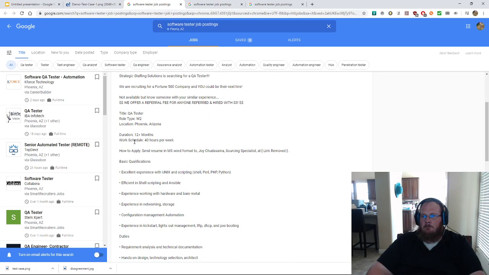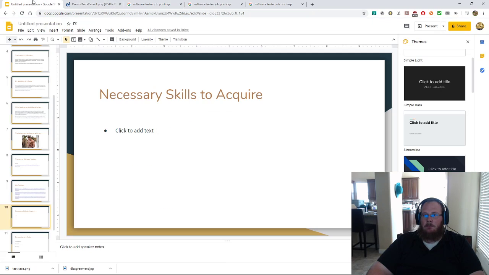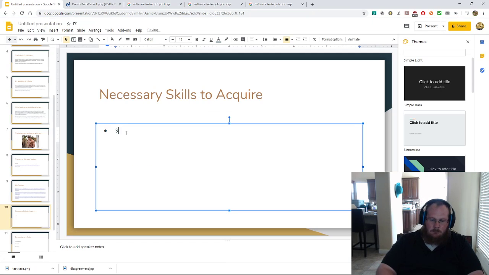So here we have basic qualifications. Excellent experience with Unix and scripting. If you don't know what Unix is, that's okay. You can look it up. Google what Unix is. You can Google what Shell, Perl, PHP, and Python are. I can tell you that they're all different languages. Scripting is the thing you want to know. So we're gonna write scripting down.